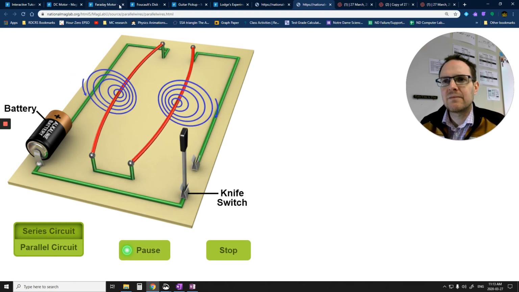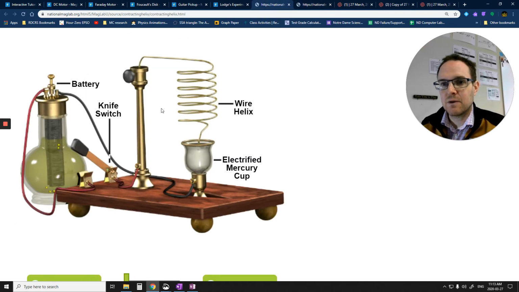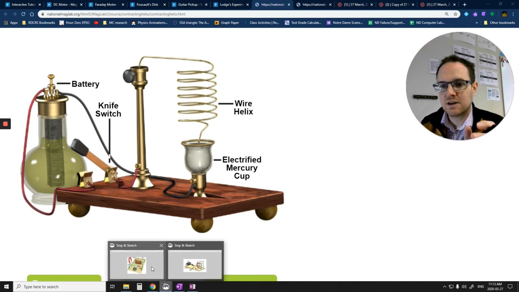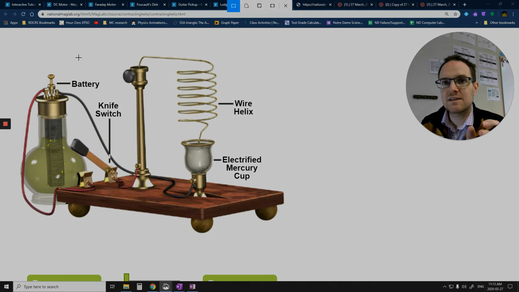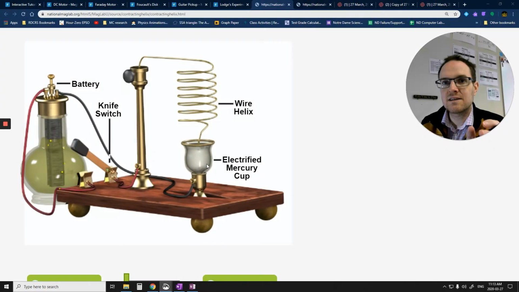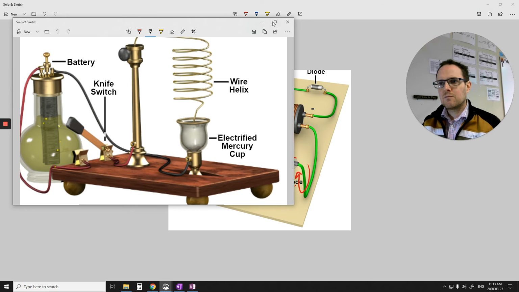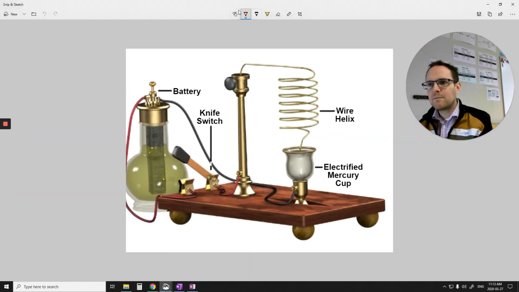There you go. Another useful, interesting fact is this is what we call the Roget contracting helix. It's the same idea as what we just did. So I'm just going to create a little snippet here of this device. Now, what happens in this device here?